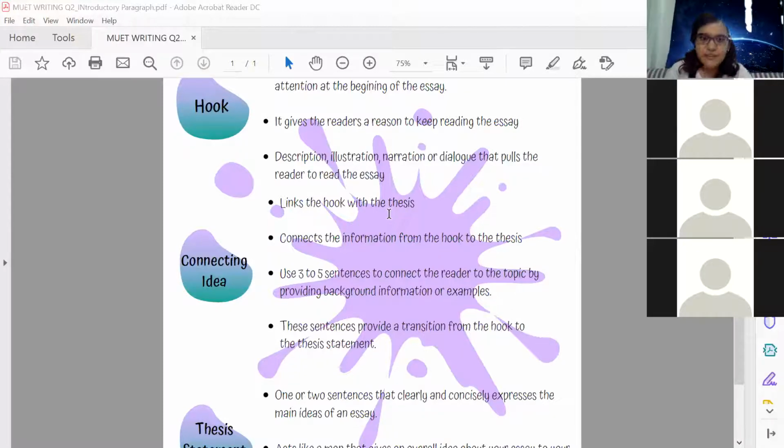So basically for the connecting idea, use either 3 to 5 sentences to provide background information or an example. It provides a transition from the hook to the thesis statement. That is your connecting idea. Are you clear now?